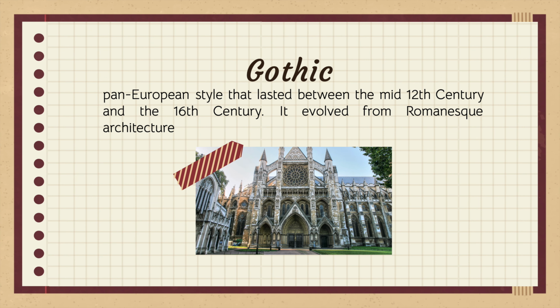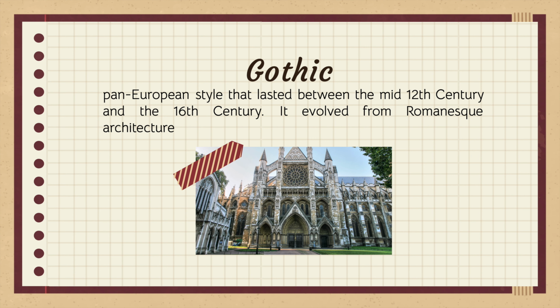Now let's head over to Gothic architecture. So Gothic architecture is a pan-European style that lasted between the mid-12th century and the 16th century. The Gothic style was an evolution from Romanesque, which was marked by its many arches, vaulted ceilings, and smaller stained glass windows. The Gothic style took these features and exaggerated them, increasing the scale of arches and the magnitude of the windows. The walls of the buildings, however, became thinner and were supported by flying buttresses to assist the architects in achieving structures that appeared to be closer to the heavens.